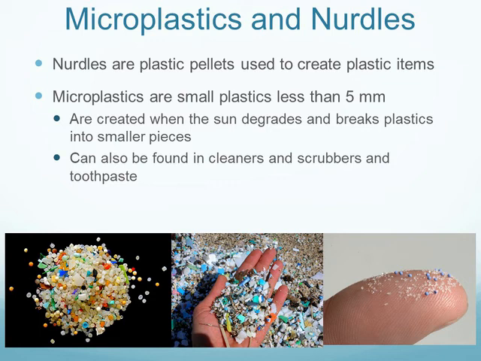Nurdles, which is depicted in the image on the left hand side there, are small little plastic pellets that are used to create plastic items. And so this is basically the beginnings of a plastic item. So a lot of other countries like China will create these nurdles, and then they will ship them around the world to wherever whoever needs them.